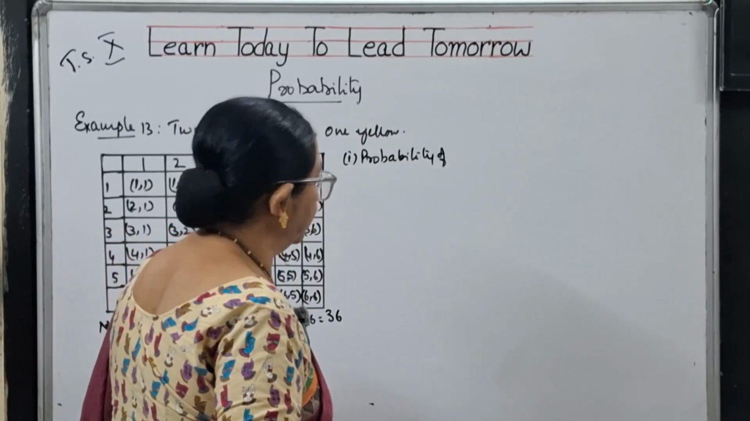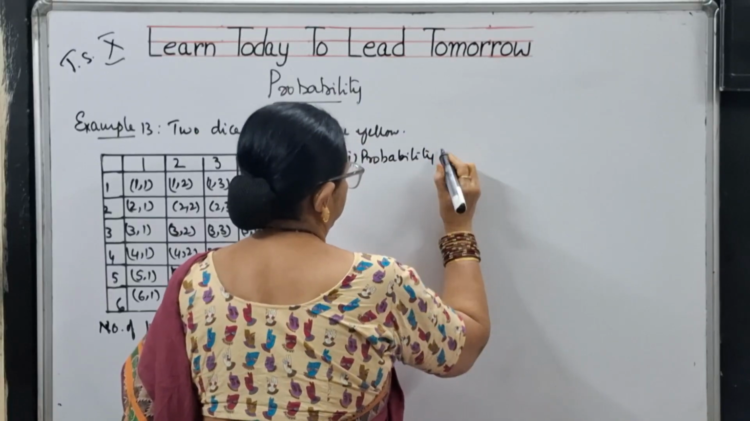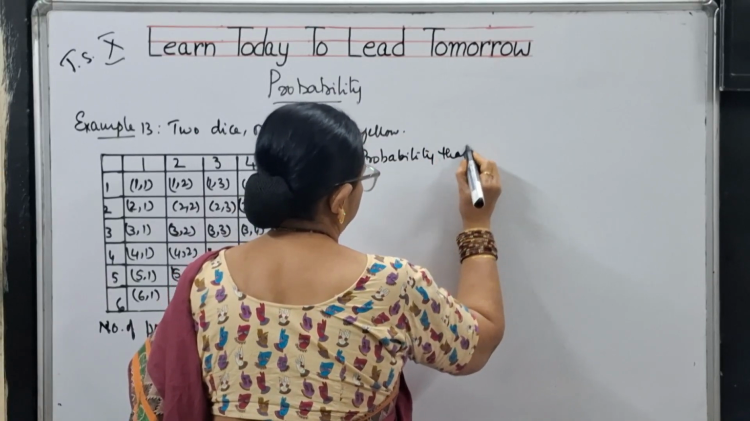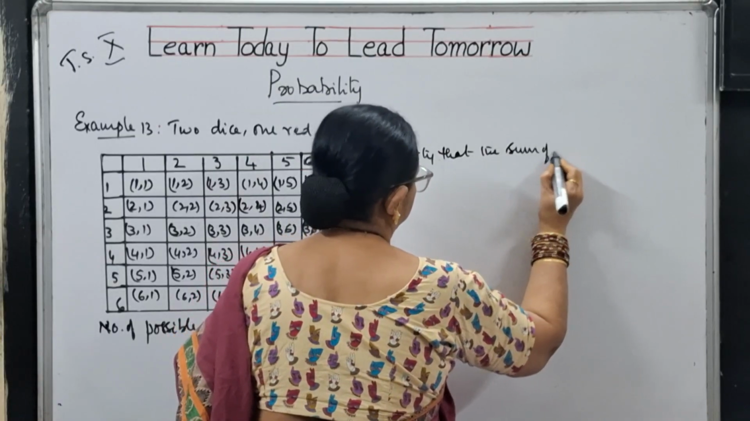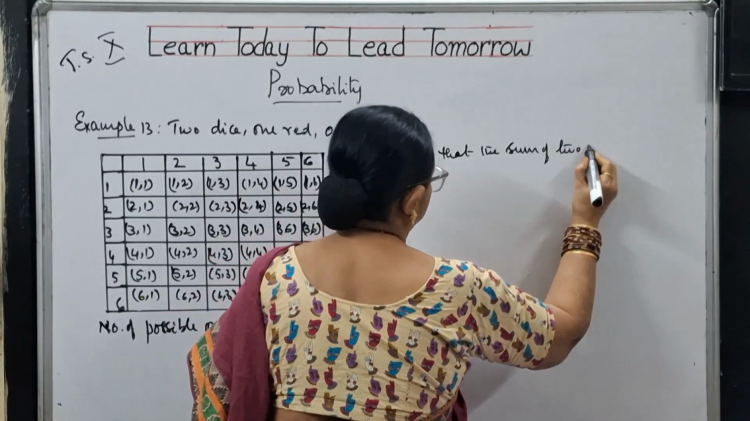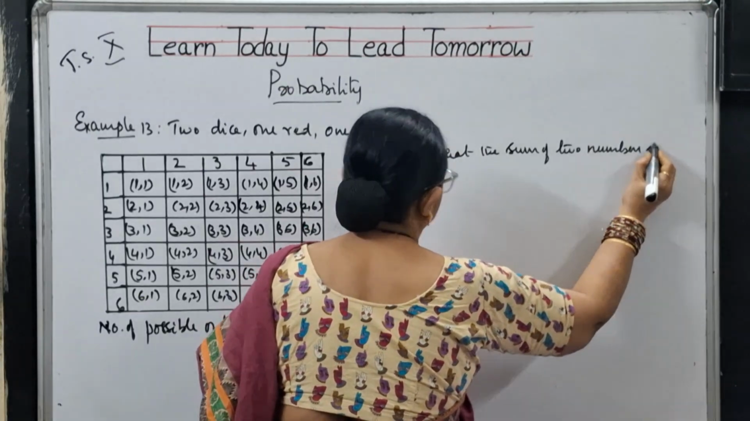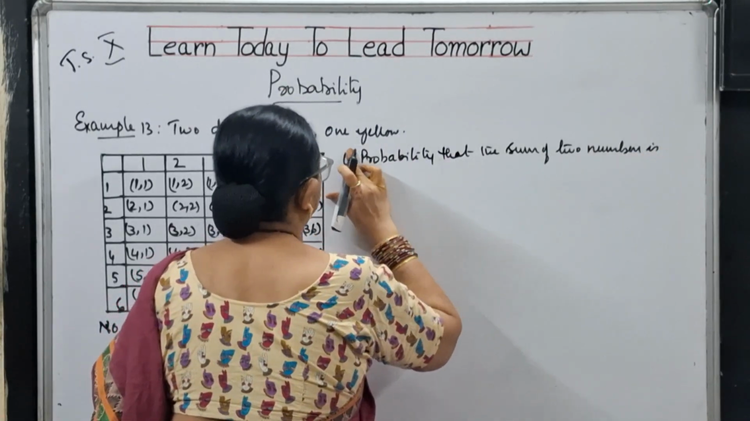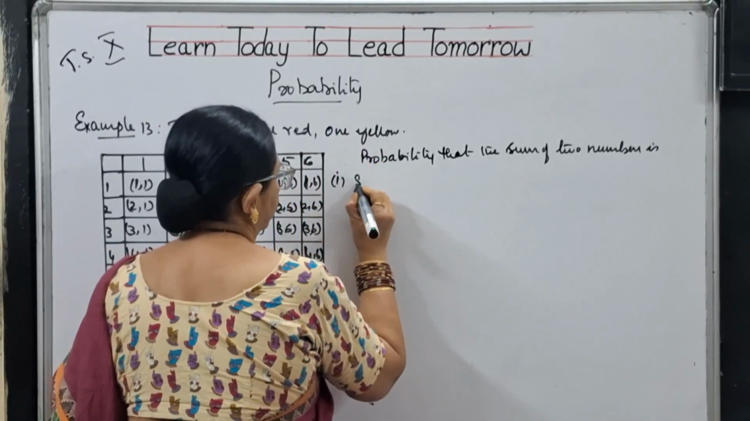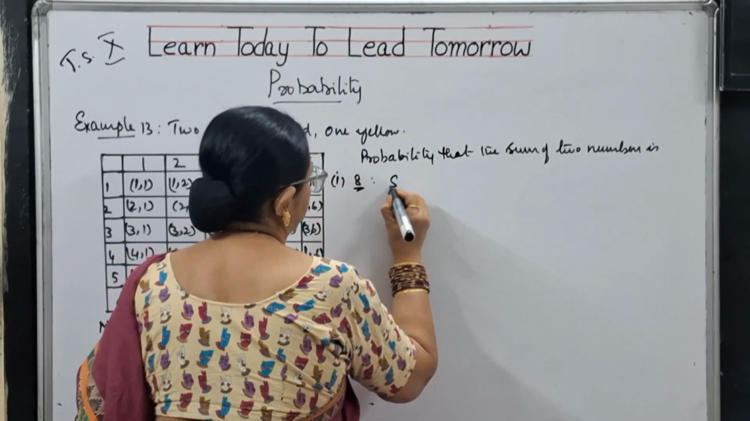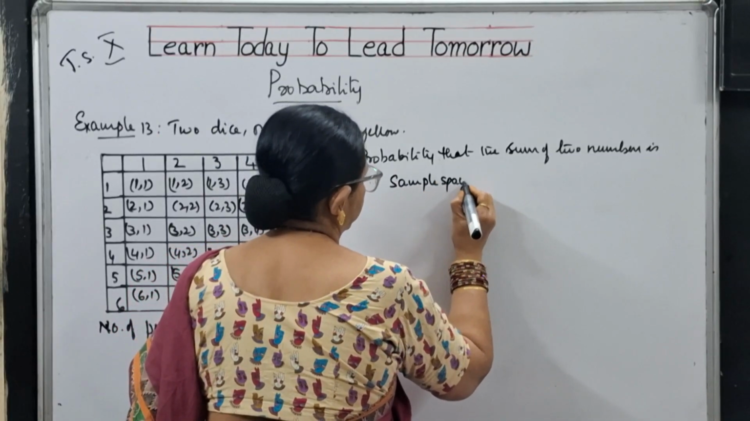Probability that the sum of two numbers is, so I'll write number 1 here, probability, first one 8. For this 8, what is the sample space?